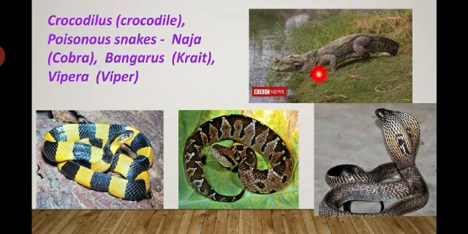Okay. And poisonous snakes. There are three groups of poisonous snakes given here. First one, Naja naja, the cobra, and Bungarus, and this one is a viper. These are three groups of snakes that are highly poisonous. Okay. Thank you.